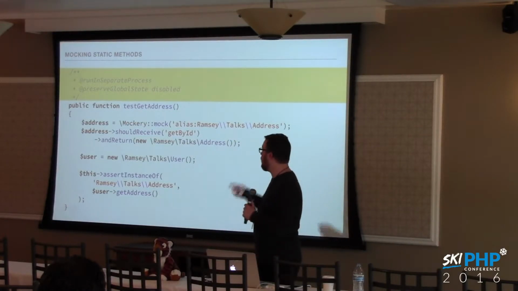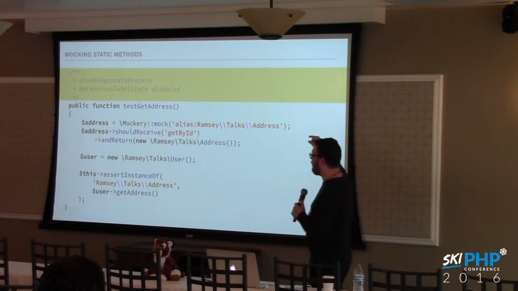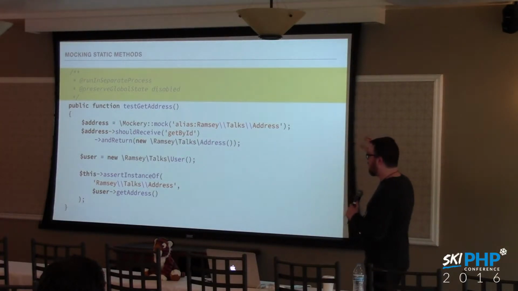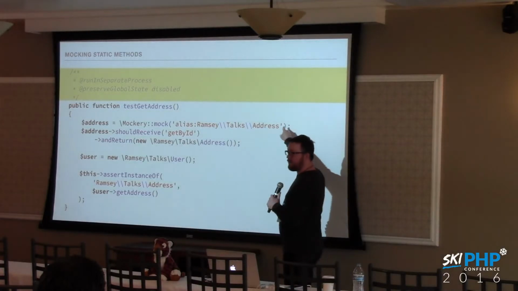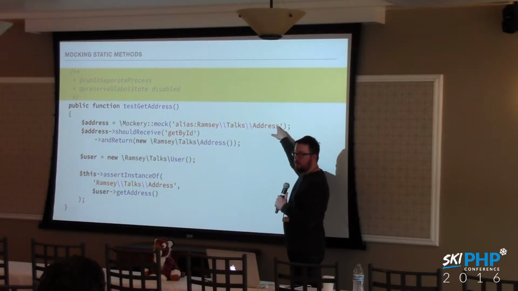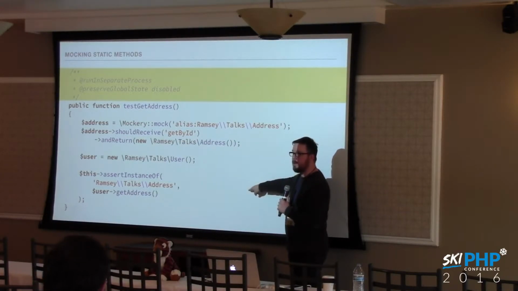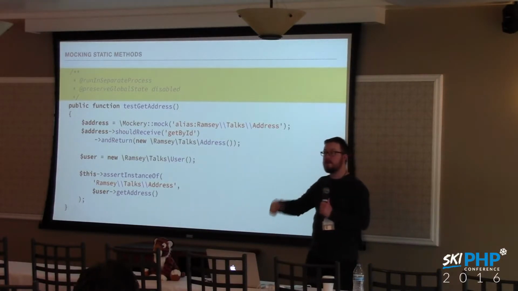Mockery gets around that if you run your test in isolation by using these PHPUnit annotations: runInSeparateProcess and preserveGlobalState disabled. You have to use both of them. If you use these on your test that you need to be isolated, Mockery creates this class first, so that if we run get address and it tries to access that address class, it is already in scope.